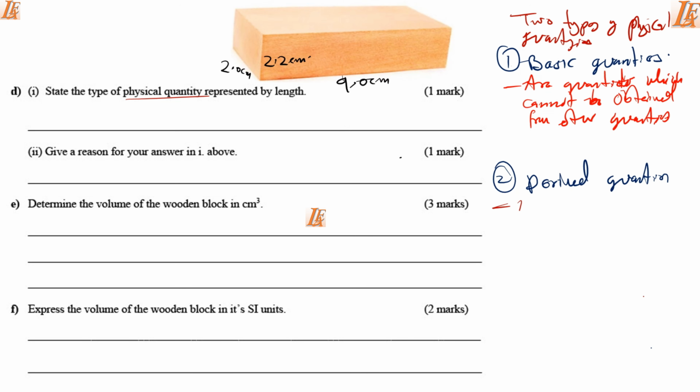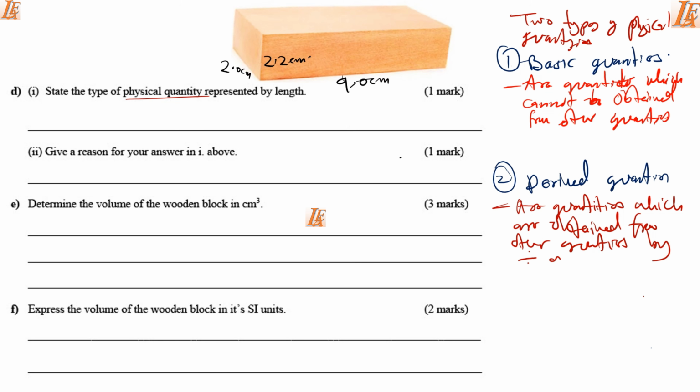Derived quantities are quantities which are obtained from other quantities by division or multiplication. An example in this case is density, which is mass per unit volume. So in this case you divide mass, which is a basic quantity, with volume, which is a derived quantity.